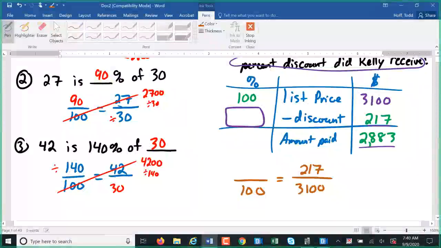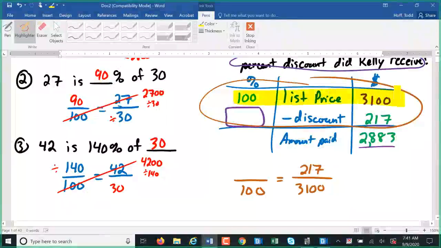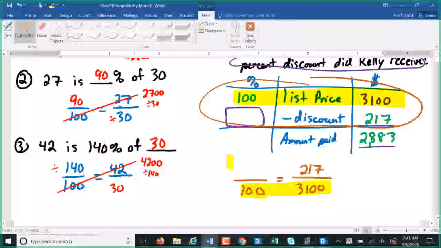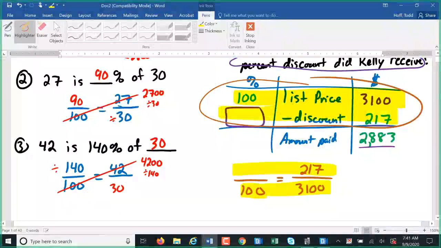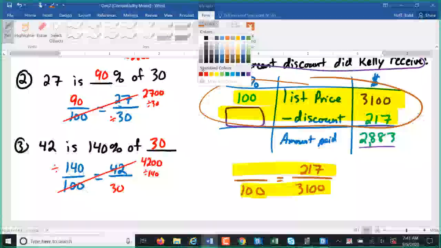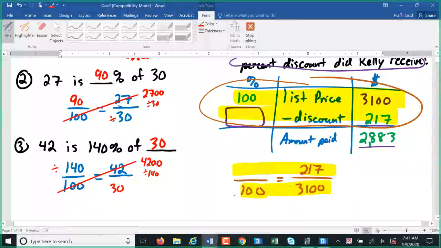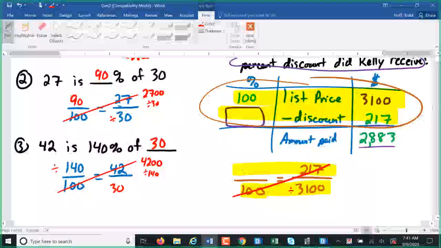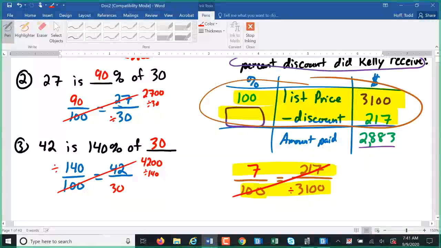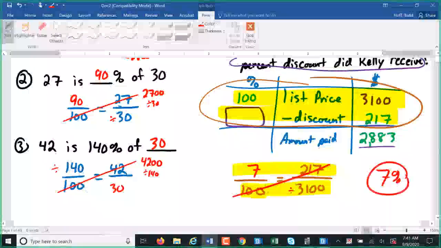Notice, by the way, this table helps us line things up. It tells us that the 100% and the 3100 line up, and that our missing number and the 217 line up. Now it's just a matter of cross multiplying and dividing. 100 times 217 divided by 3100 is 7. So 7 out of 100, or 7% discount.